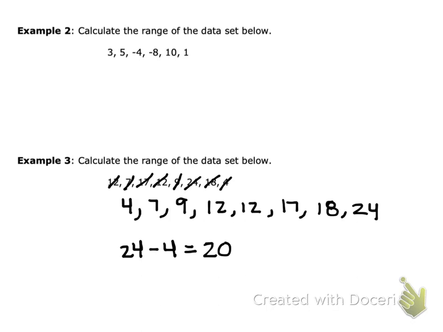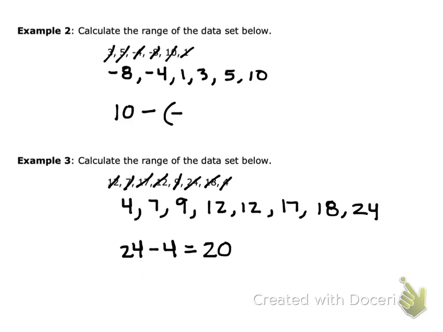Which number would I list first as the smallest? So smart. -8, -4, 1, 3, 5, 10. Okay, so for our range, don't be fooled. 10 minus -8. What happens? You add them, 10 plus 8. So the range of values that's covered is 18. Does that make sense? Okay.